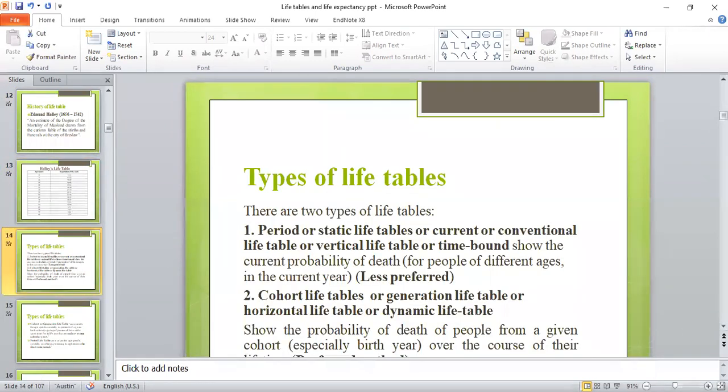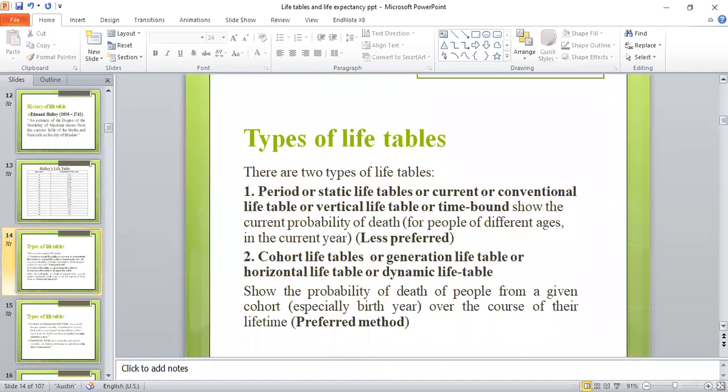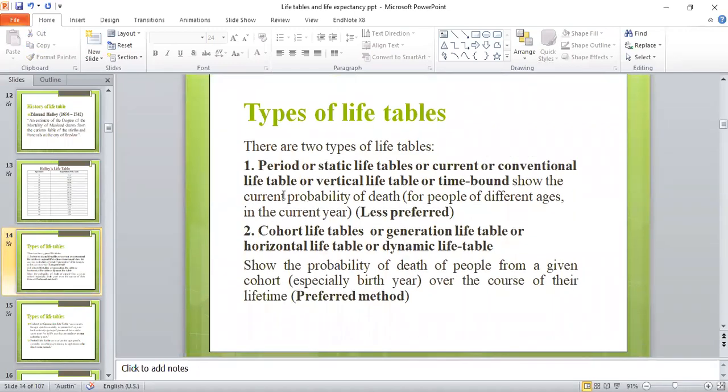Now, various types of life tables. Most importantly, there are two types of life tables. One is the period, static, current, conventional, vertical, or time-bound life table. This period or static life table shows the current probability of death for people of different ages in the current year. The other is the cohort life table, also called the generational, horizontal, or dynamic life table, which shows the probability of death of a person from a given cohort, especially birth year, over the course of their lifetime.